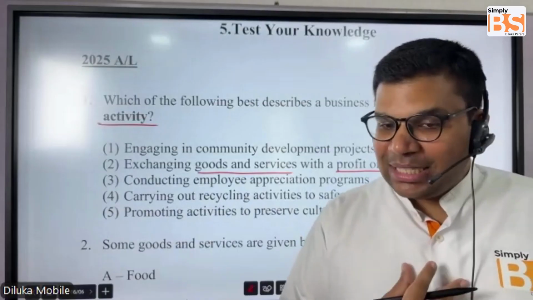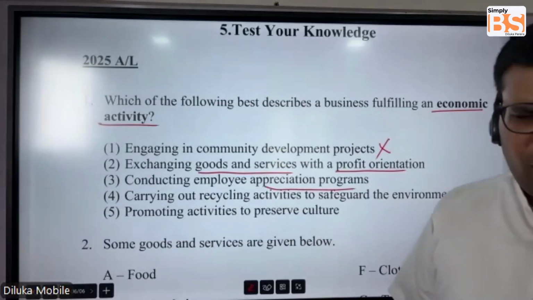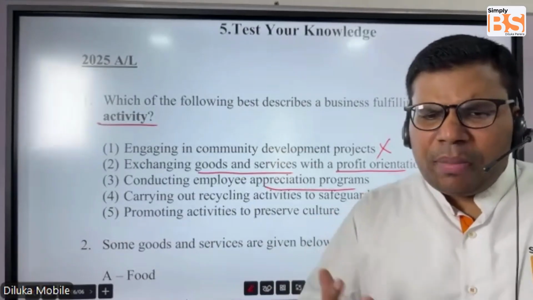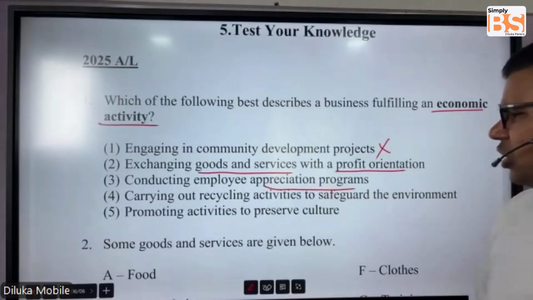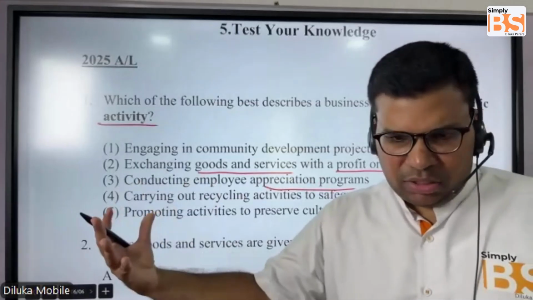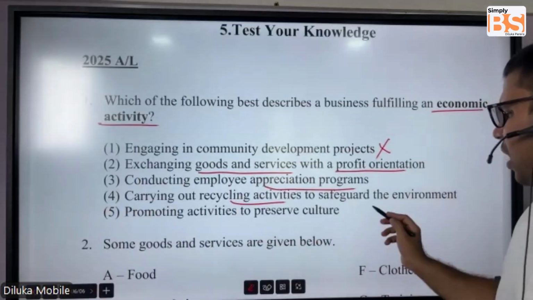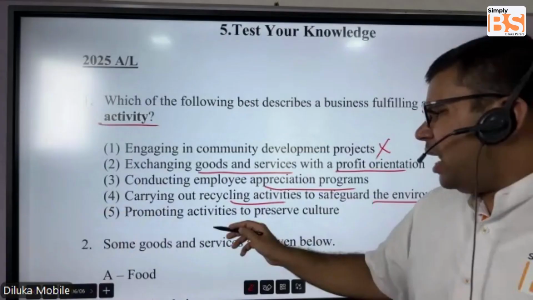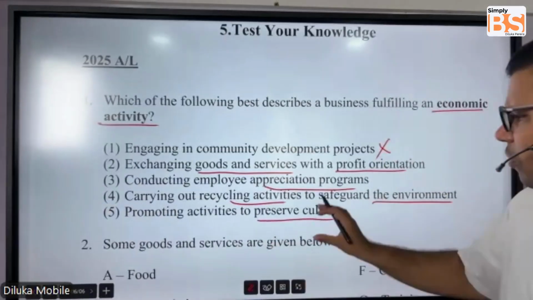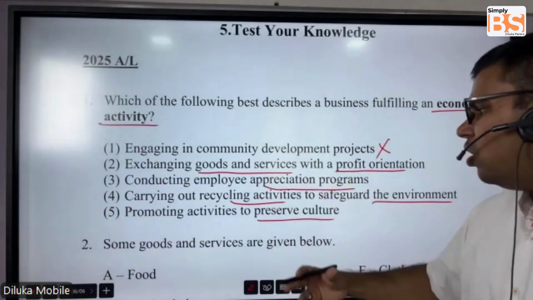Why the other answers are wrong. Conducting employee appreciation programs? No, economic activity doesn't involve appreciating employees. We're dealing with customers. Carrying out recycling activities to safeguard the environment? Not really. And promoting activities to preserve the culture? No.